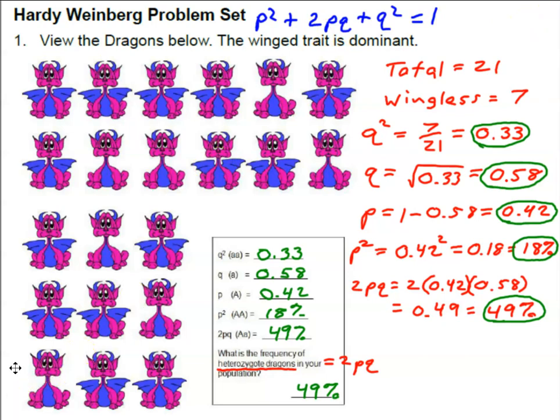And what I'm referring to as Hardy-Weinberg equilibrium, you also know as genetic equilibrium. So genetic equilibrium and Hardy-Weinberg equilibrium are the same thing, because Hardy and Weinberg are the ones that came up with the concept.